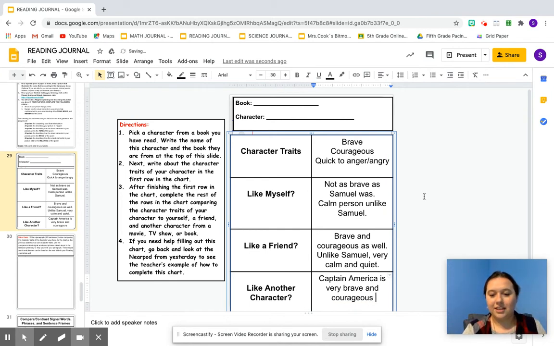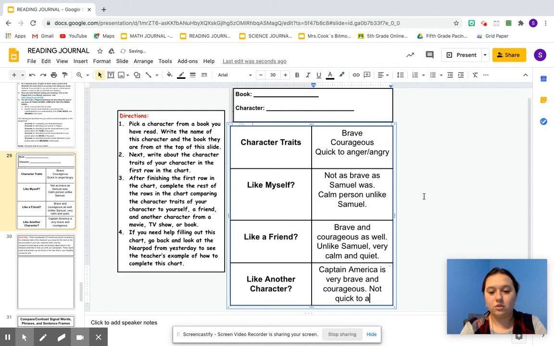So we would say that he is very courageous and brave. But unlike Samuel, I wouldn't say that Captain America is someone who's quick to anger, who's ready to fight everyone all the time. He usually only fights when it's necessary. So I'm going to say not quick to anger. And that's how you would complete this chart. This is an example of how you would do this chart.